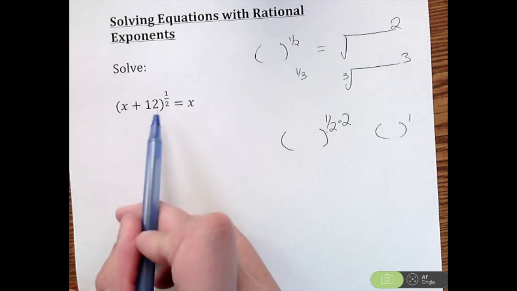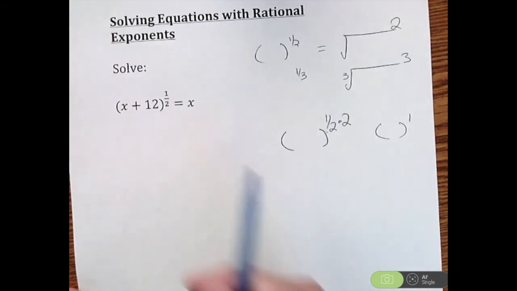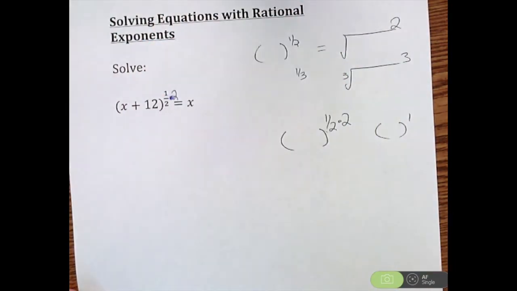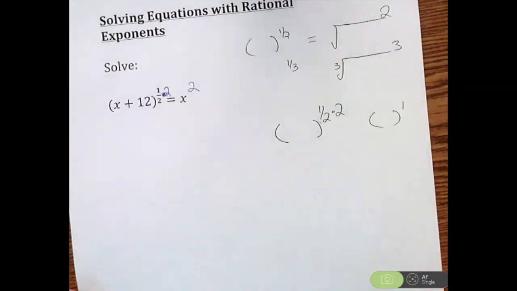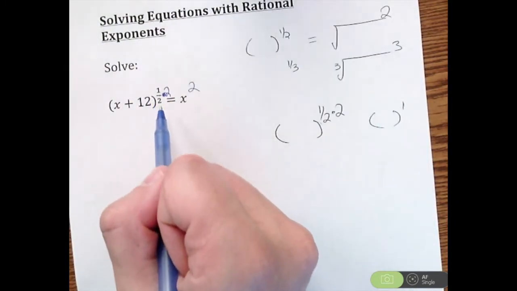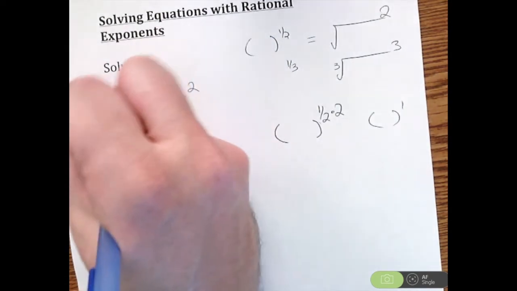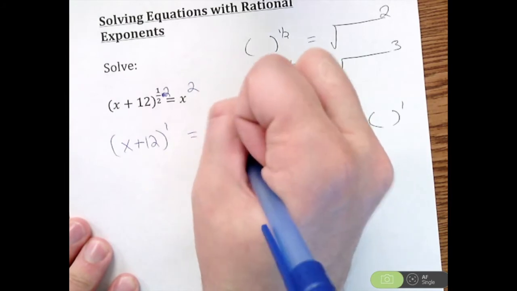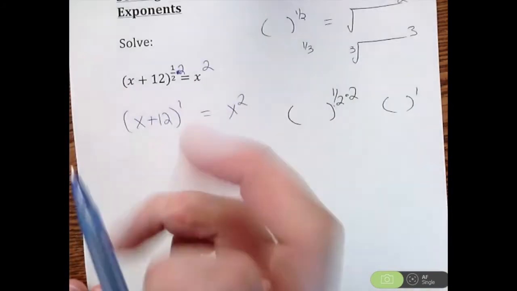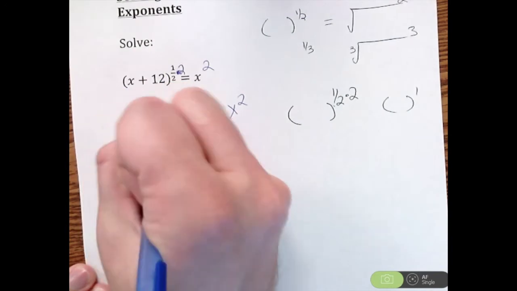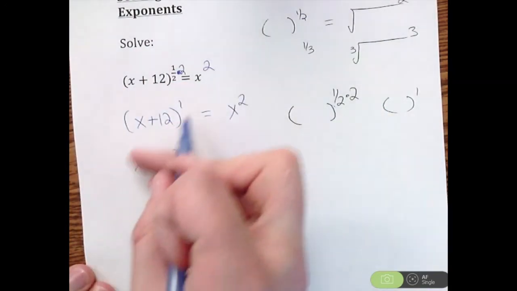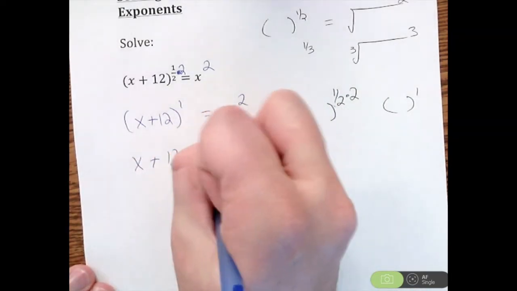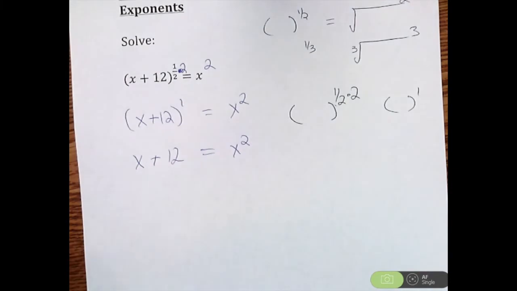So we have x plus 12 to the 1/2 power is equal to x. To get rid of the 1/2, I'm going to square the entire left side and square the entire right side. The reason again is 1/2 times 2 is 1. So we're going to have x plus 12 to the first power. On the right side I have x squared. Anything to the first power is just whatever we had, so x plus 12 to the first power is x plus 12. So I have x plus 12 is equal to x squared.